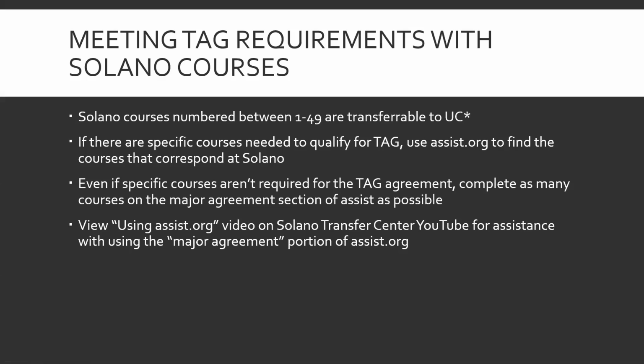Even if there are courses in Assist that aren't required for the TAG agreement, you want to complete as many of the courses on the major agreement as possible, because that will set you up for success after you transfer. If you need help using Assist, we have a video on YouTube called Using Assist.org, and it also helps you use that major agreement section.